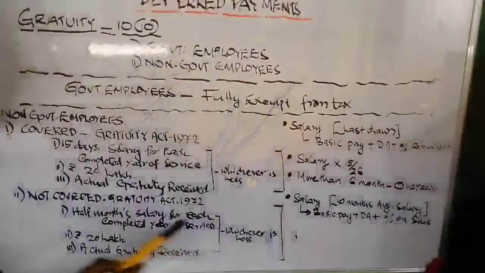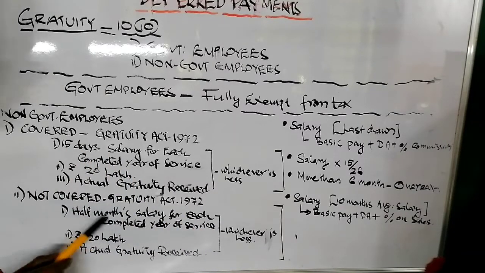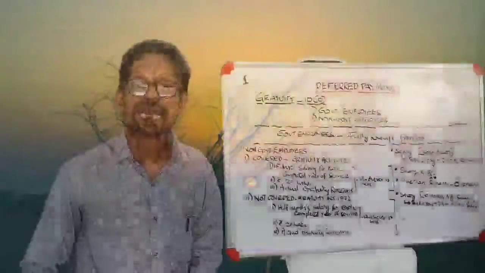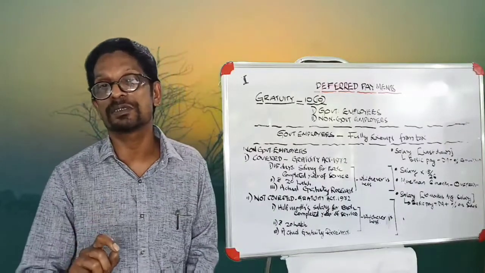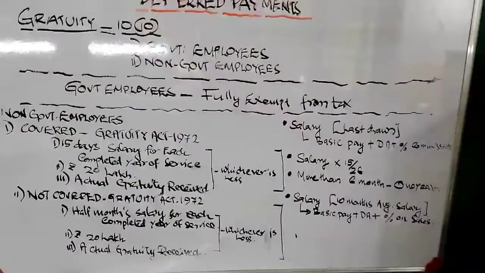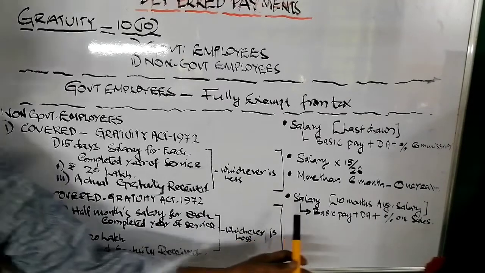Here also some notes are compulsory. In this case, half month salary means half of one month's salary. The term salary here is very important, my dear students. Salary means basic pay plus DA plus fixed percentage commission, but some differences are there. Here the term salary means basic pay plus DA plus fixed percentage commission on sales.